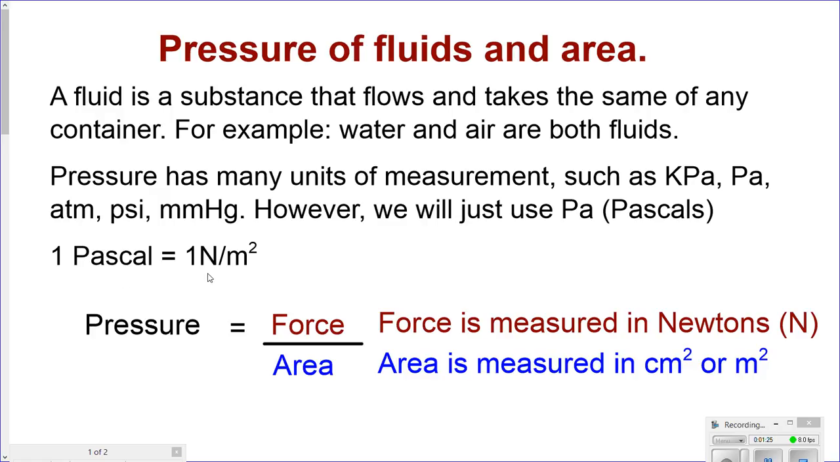1 Pascal equals 1 Newton divided by meter square. Therefore, the equation for pressure is pressure equals force over area. And force is in newtons. Area, we'll discuss it mostly in meters square because that is what a Pascal is.